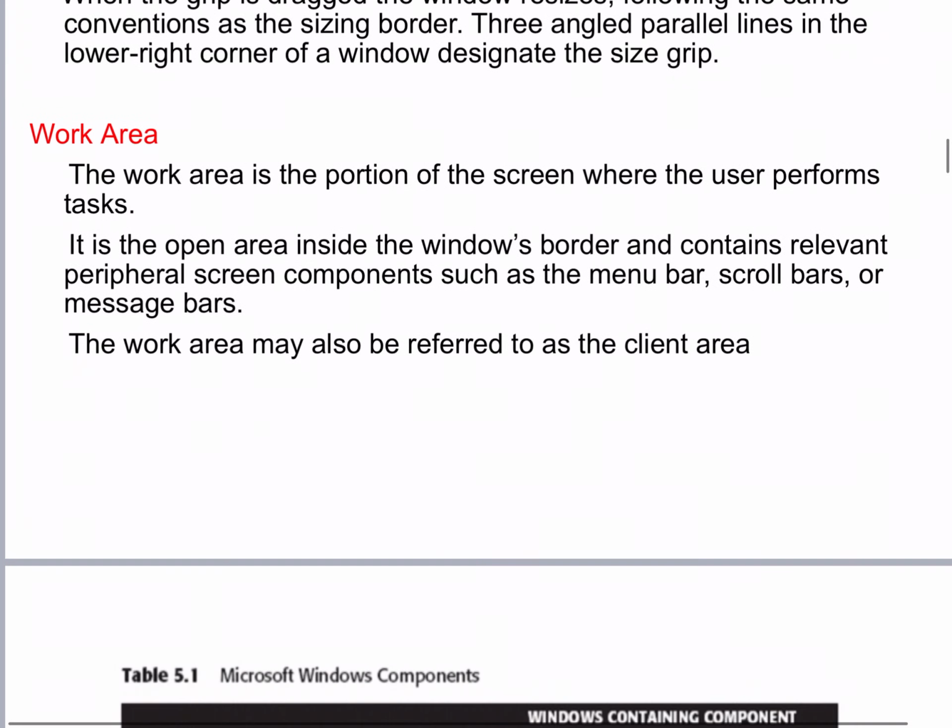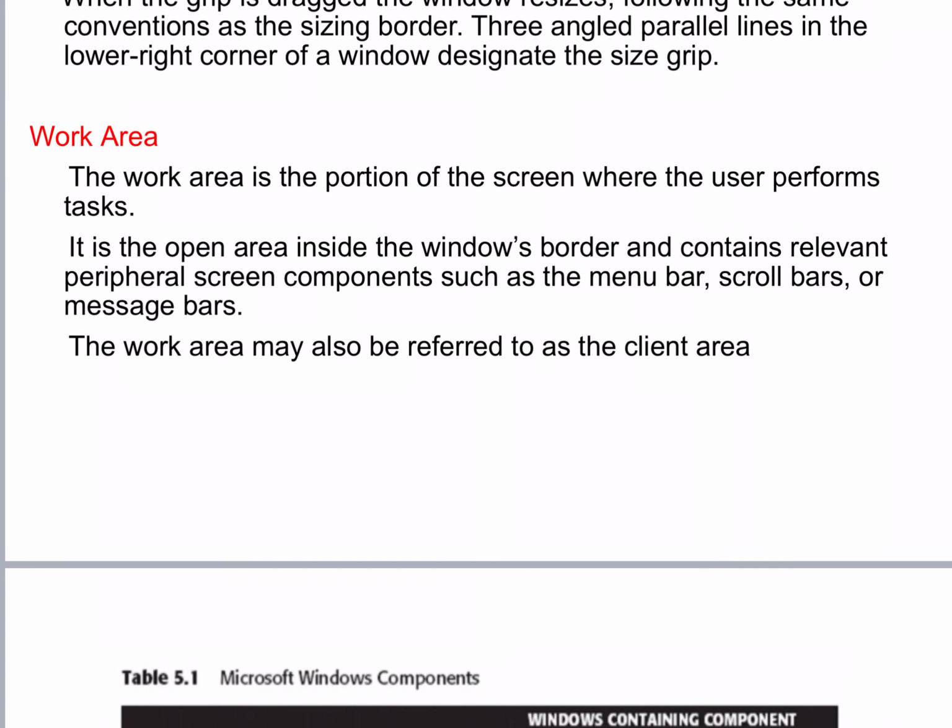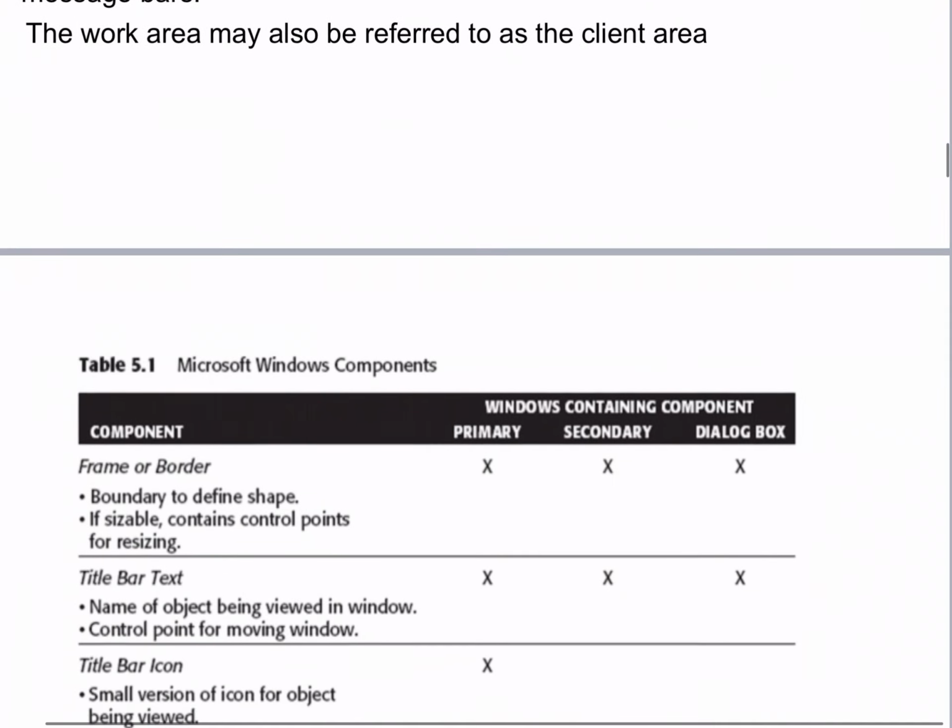Next is the work area. It is the portion of the screen where the user will perform certain tasks. It is the open area inside the window border and contains the relevant peripheral screen components such as the menu bar, scroll bar, or message bar. The work area may also be referred to as the client area.